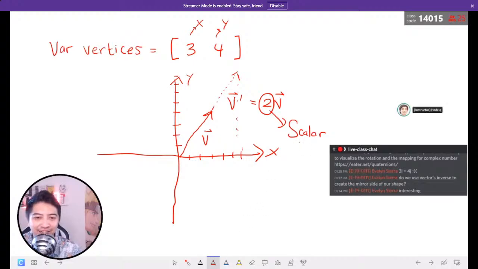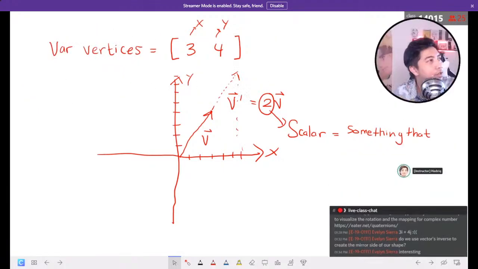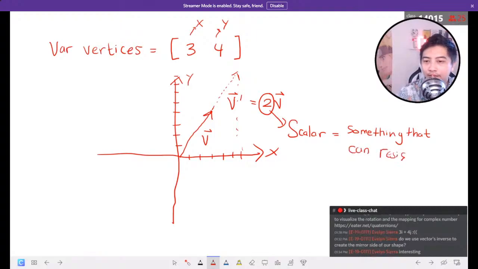This scalar is something that I think I need to move to another place. I'm so sorry. Oh, it's hidden. Okay, over here. So something that can resize or scale the vector, right? Here we go.